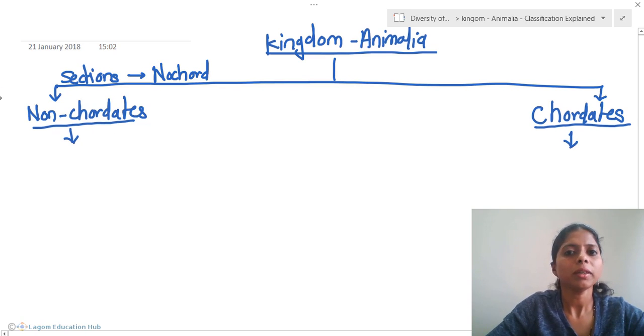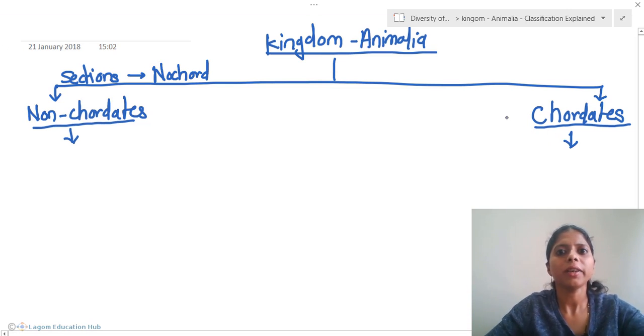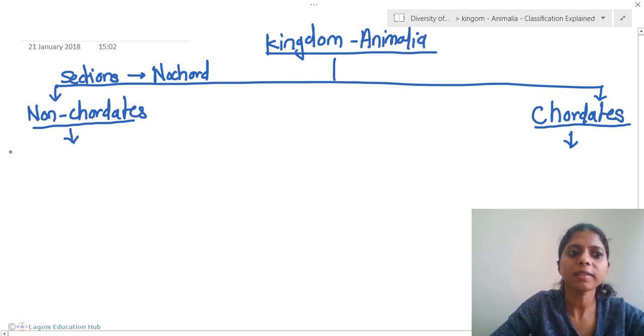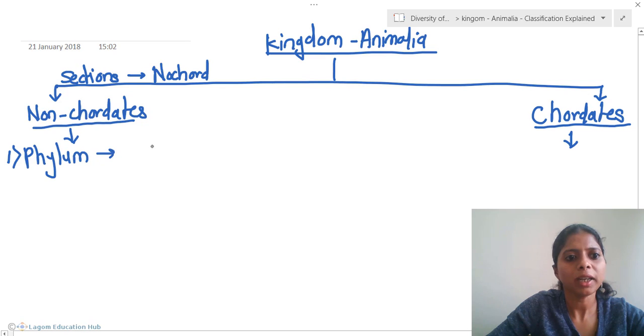So remember the basic, primitive animals are in the non-chordates, and advanced animals are in the chordates. Let us begin our classification with non-chordates. The first phylum of Animalia is included in non-chordates, and it includes the most basic, most primitive animals. The first phylum of kingdom Animalia is phylum Porifera.